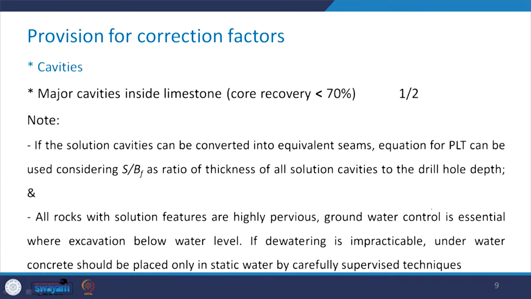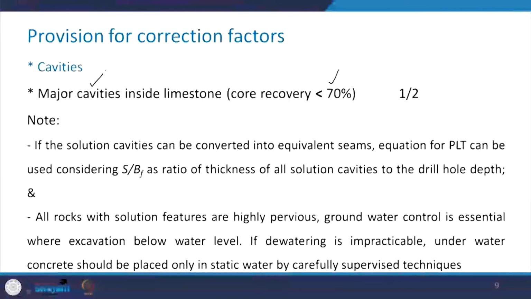Coming to the second one, that is to account for the cavities. These cavities involve the major cavities inside the limestone. How can we identify that these are major cavities? In such cases the core recovery is going to be less than 70%, and to account for such cavities the correction factor of 0.5 should be applied to the safe bearing pressure values.